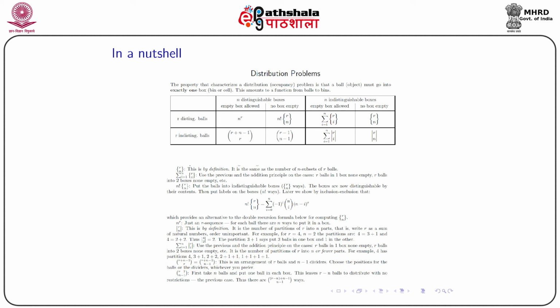Now if we impose the condition that the balls are indistinguishable but boxes are distinguishable, then the total number of cases for the first one, when we are allowing empty boxes, is r plus n minus 1, choose r. And if we put the condition that no box can remain empty, it will be r minus 1, choose n minus 1. We have proved these two results.